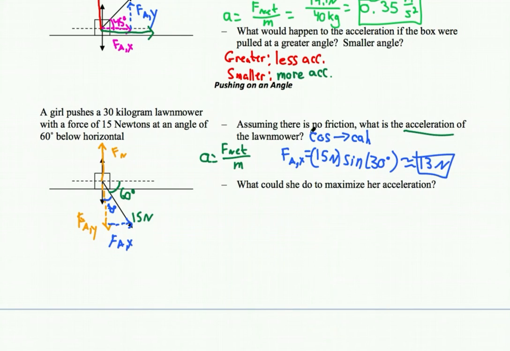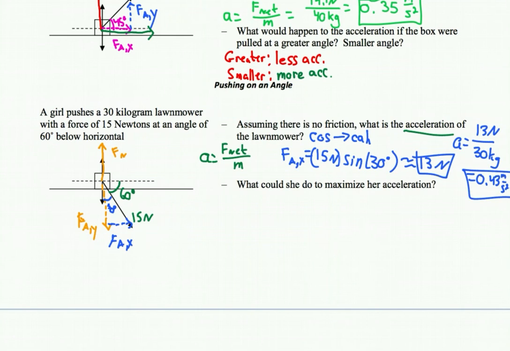And now we want to plug that back into our original relationship that we said we wanted to use, our second law relationship, F net over m. So the acceleration is going to be the 13 newtons over the mass, 30 kilograms. And that's going to work out to 13 divided by 30, right around 0.43 meters per second squared.